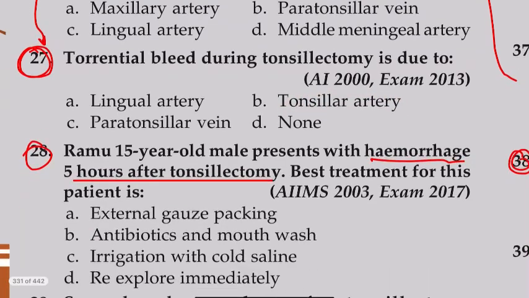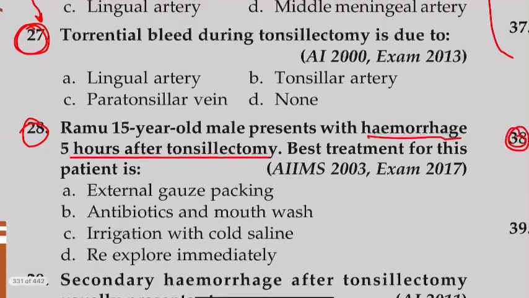Ramu is 15-year-old male presented with hemorrhage 5 hours after tonsillectomy. Best treatment for the patient is what? 5 hours after surgery, he is suffering from hemorrhage, right? So that is reactionary hemorrhage, right? That is under immediate complication, reactionary hemorrhage. Now in this condition we can do removal of clot, application of pressure or vasoconstrictor, right? What we can do here is re-explore immediately. We can just re-explore it immediately, right?